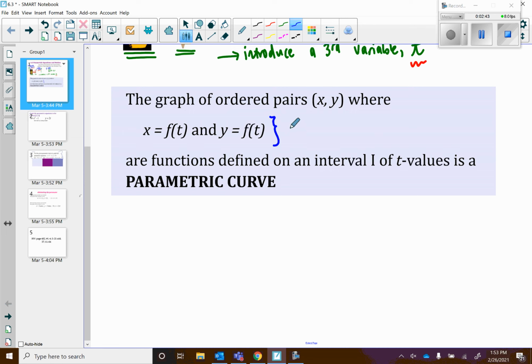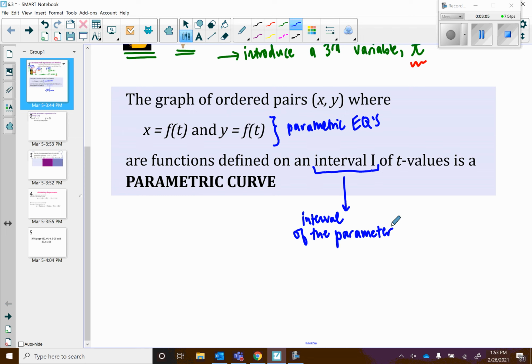These two equations are known as parametric equations. The interval I is known as the interval of the parameter. And the parameter is t. It is that thing that is linking these two. So the interval of the parameter is a list of t values.